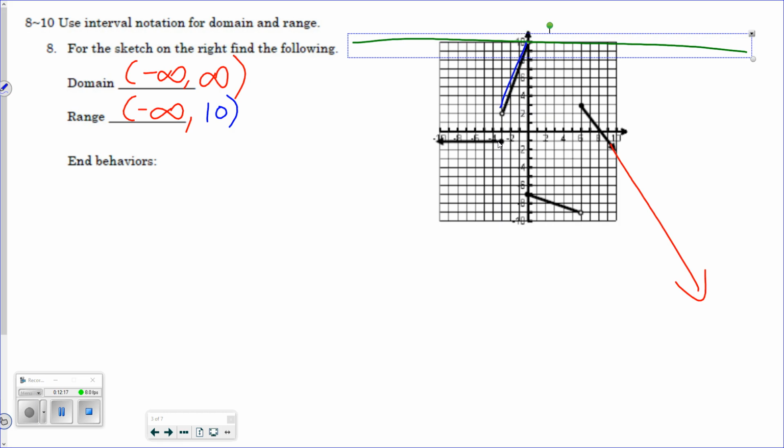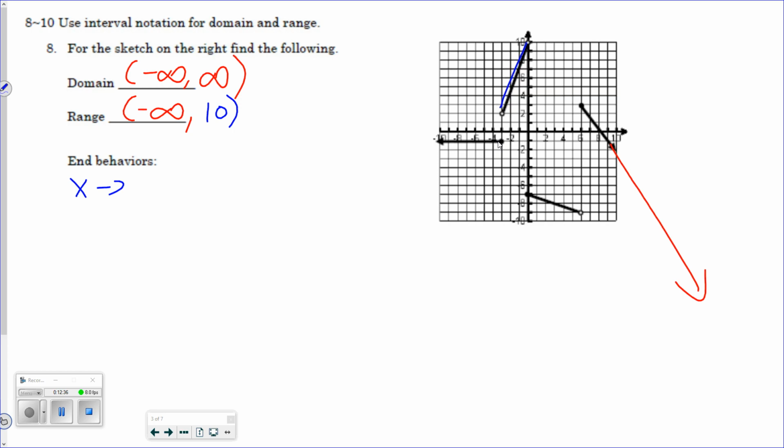If it doesn't, that means you're missing a y, and you have to go from there. End behavior. Erase this. End behaviors. You only have two end behaviors: as x goes to infinity or as x goes to negative infinity. You have one, the other, both, or neither, right?